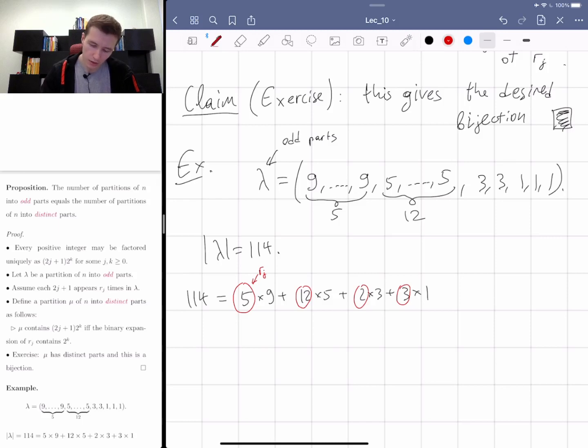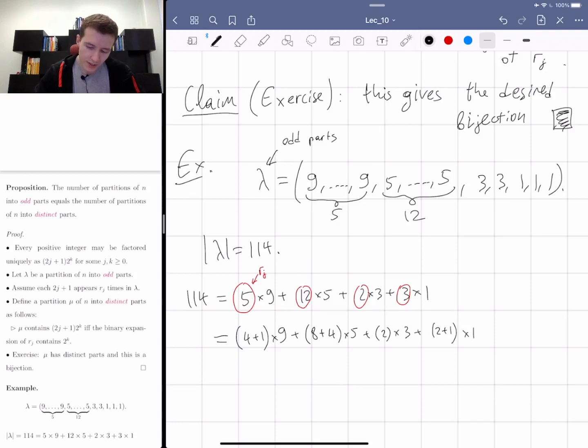I just need to represent every number as a sum of powers of 2. 5 is 4 plus 1. 1 is a power of 2. And then 12 is 8 plus 4. And 2 is just 2. And 3 is 2 plus 1, times 1.